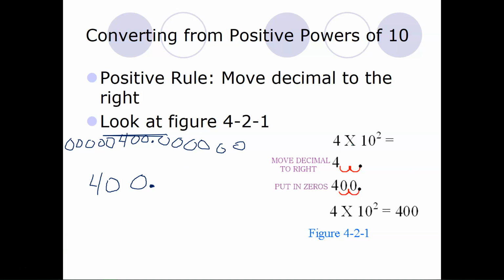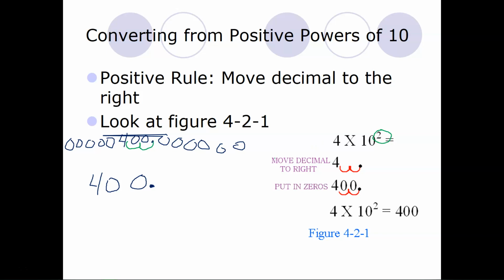So in order to get something like 4 times 10 to the second, what I would do is move my decimal point 1, 2. When I moved it, I put the number of times I moved the decimal as part of my exponent. Does that make sense so far? Yes, ma'am.